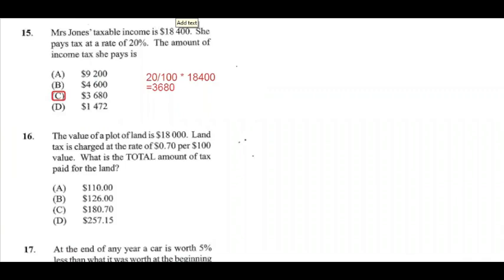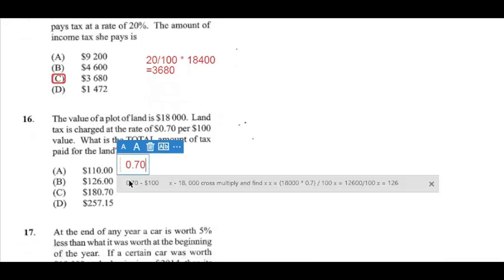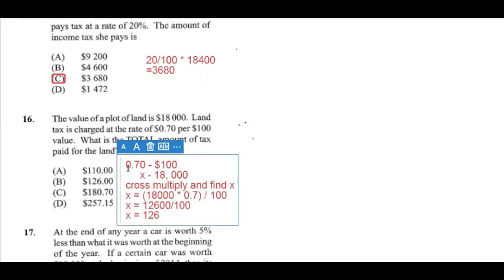16 states the value of a plot of land is $18,000. Land tax is charged at the rate of 70 cents for every $100, and this is the value. What is the total amount of tax paid for the land? So for every $100, 70 cents is charged, and we're looking for what X is, the total amount that this person is paying for the plot of land that they have. So X is equal to the $18,000. We cross multiply and find X, so therefore X is equal to 18,000 multiplied by the 70 cents, and all of that is divided by 100.